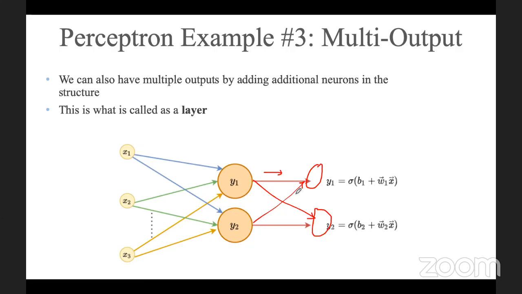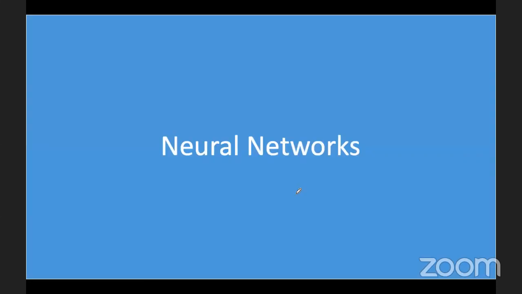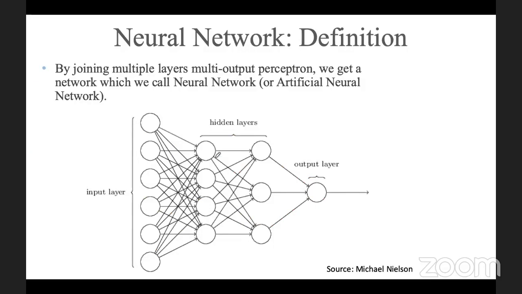So that's what you call a neural network. We will see that now. By joining multiple layers of multi-output perceptrons, we get a network which we call an artificial neural network. This is the input layer, and this is the output layer, and you connect these neurons. If you notice, these are not neurons, because they are just telling us that we have to pass this along. There is no bias in this, and there are no weights for these things.